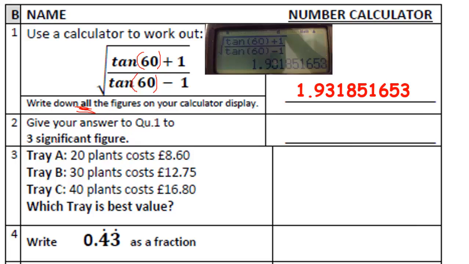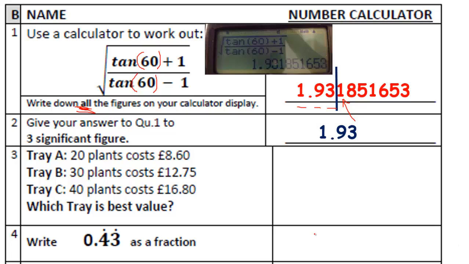Give your answer to question 1 to 3 significant figures. So 3 significant figures, count them 1, 2, 3, and you're going to chop it off there. If you want to draw that line, do it in pencil. Look at the next number along. If it's 5 or more, then you will need to round up. In this case, it's a 1, so we don't need to do anything. We're going to get rid of everything else, and our answer is going to be 1.93. So that's it to 3 significant figures.